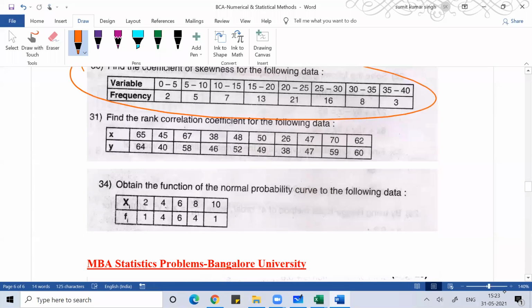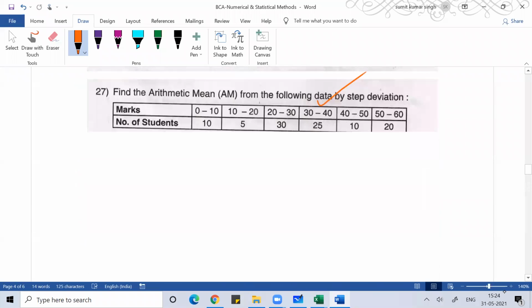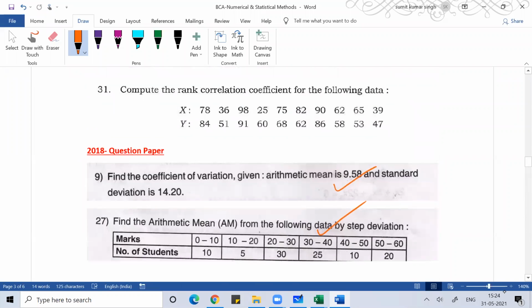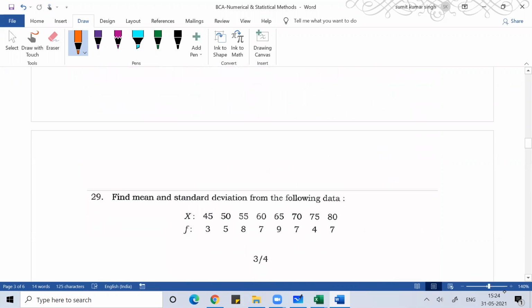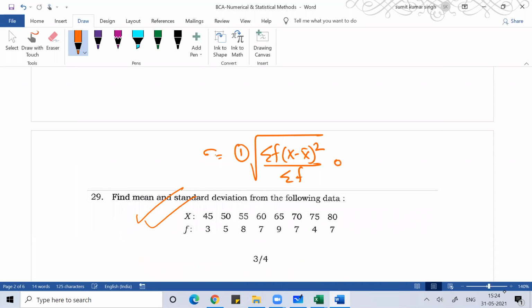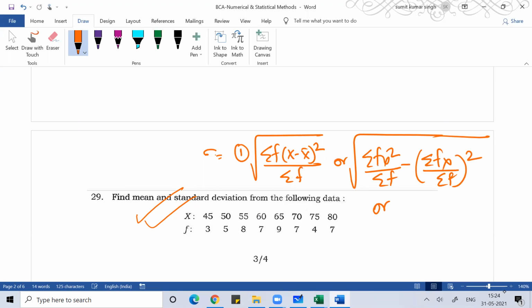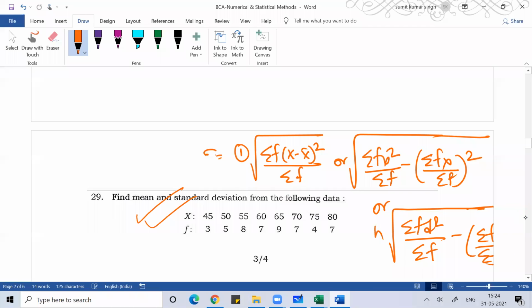So this much I'll do in standard deviation. Whether it's raw data or class interval and frequency, you can easily do them. In this question also you can simply use any formula. Formula 1: under root of summation f(x minus x bar) whole square by summation of f. Or you can use summation of f x square by summation of f minus summation of f x by summation of f whole square. Or you can use h into under root of summation of fd square by summation of f minus summation of fd by summation of f whole square. You can use any formula, you get the same answer.